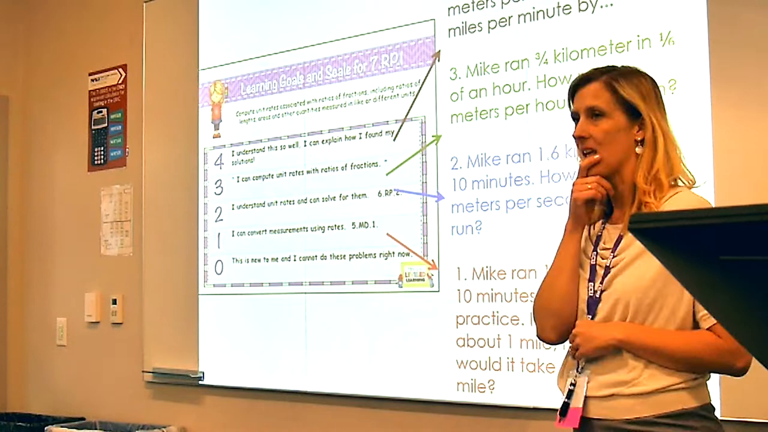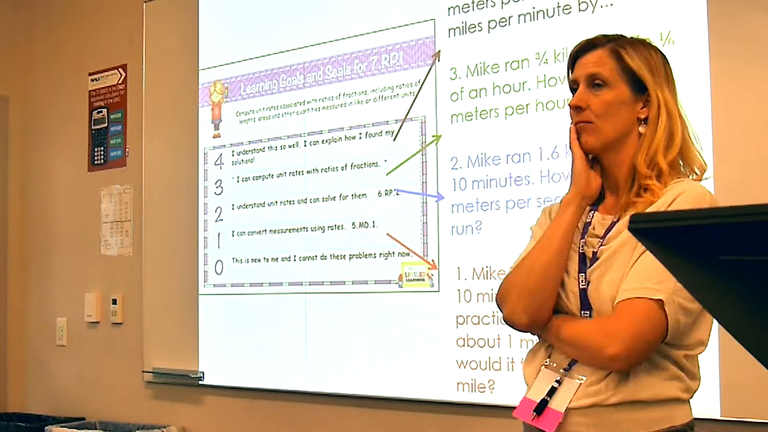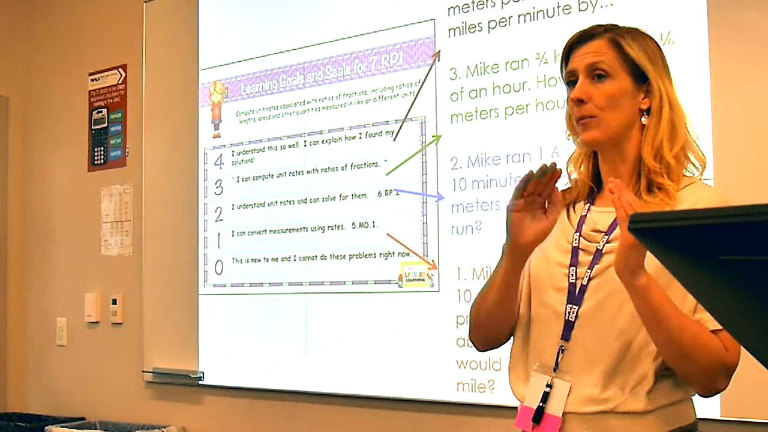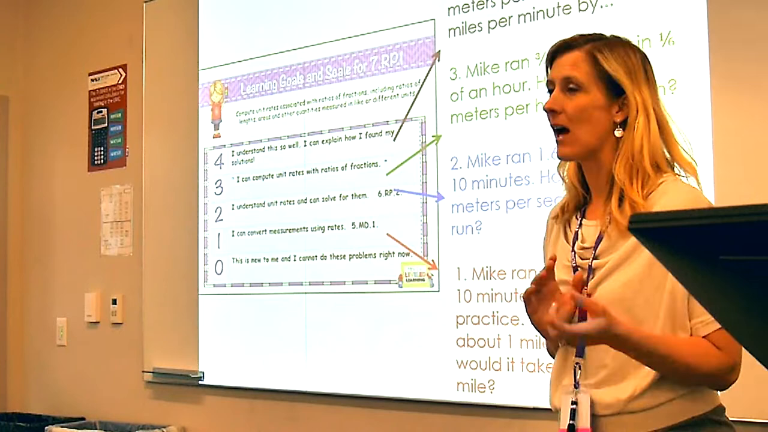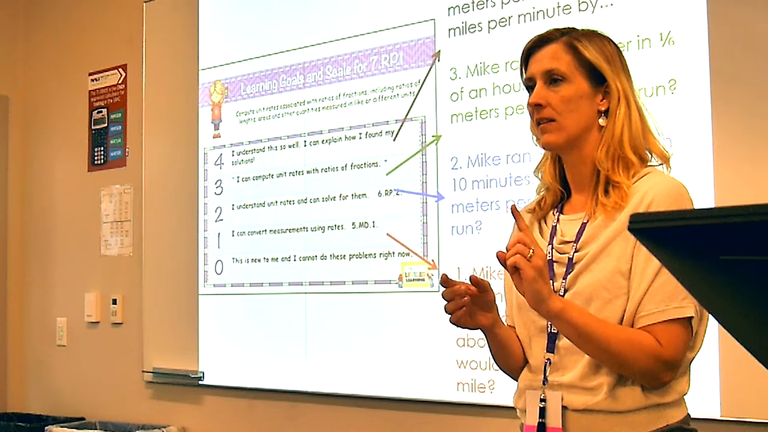Time. Minutes to seconds. What do we know about how minutes relate to seconds? How many seconds go into a minute? Tell me if you know. 60. Okay. But there's 10 minutes, not 1 minute. What would we have to do with the 60 seconds in 1 minute? Multiply. Times 10. 60 times 10. What do you do with that?